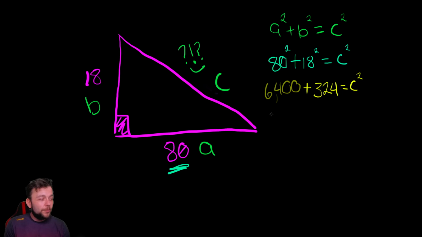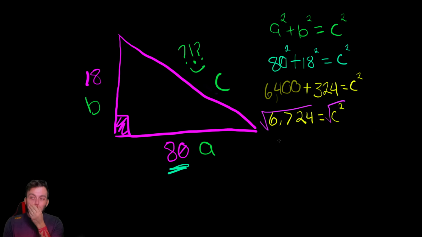So 6,400 plus 324, that gives us 6,724, and that equals our C squared. How do we undo that C squared? What's the opposite of the exponent of 2? It is the square root.